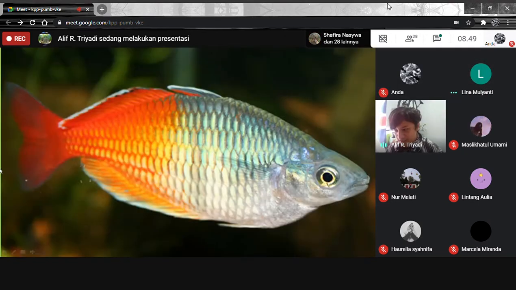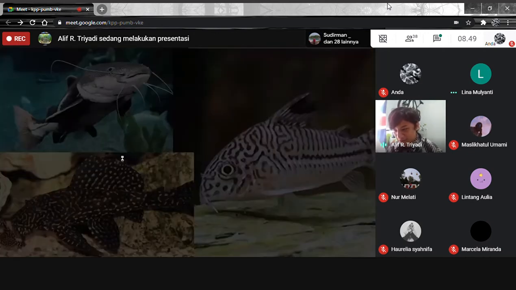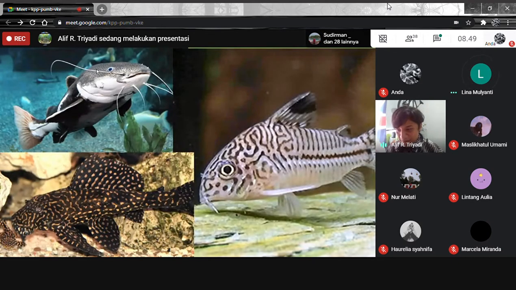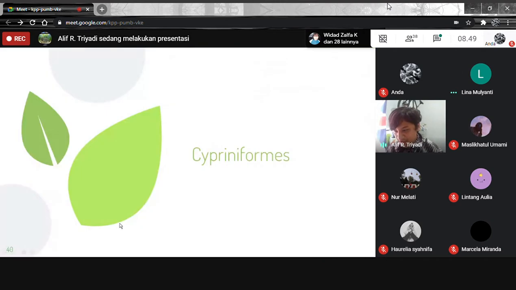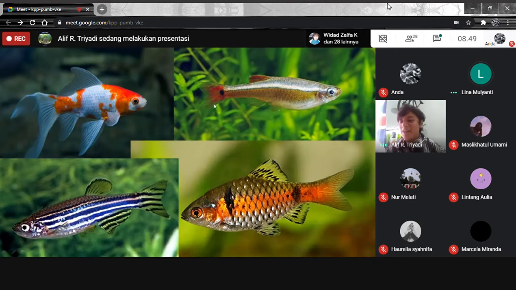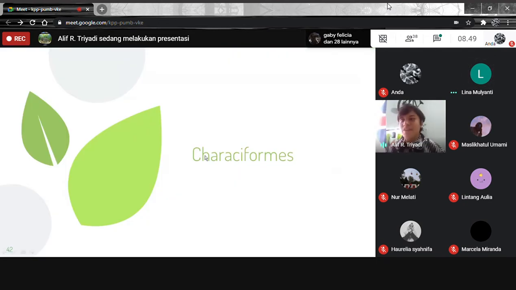All right. There's Atheriniformes, this is rainbow fish, and then Siluriformes, this is the type of catfish. They have whiskers and long fins, and then Cypriniformes, goldfish, aka minnows. They have long fins also. They mostly live in normal pH, and continue with Characiformes or tetras.